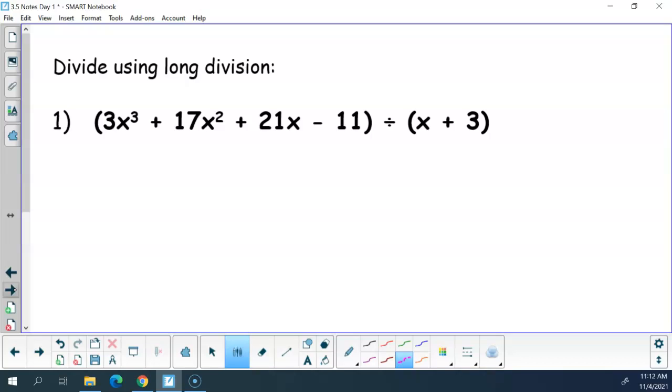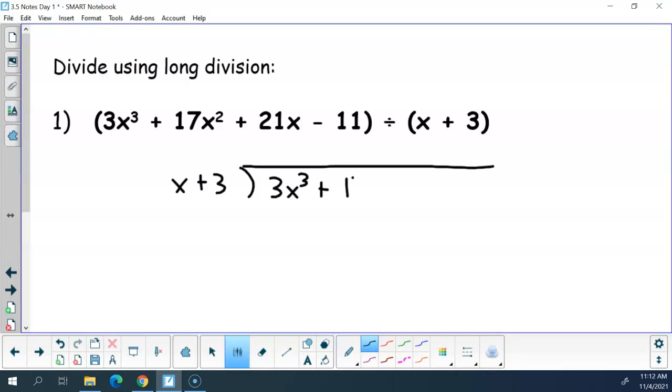What goes on the outside? x plus 3, because it comes after our divide sign. So whatever's after our divide sign goes on the outside. It's knocking on the door. What's inside the house waiting for us? The other thing, 3x cubed plus 17x squared plus 21x minus 11.